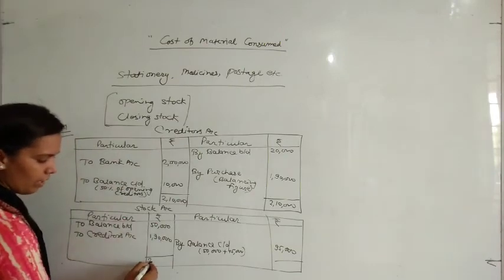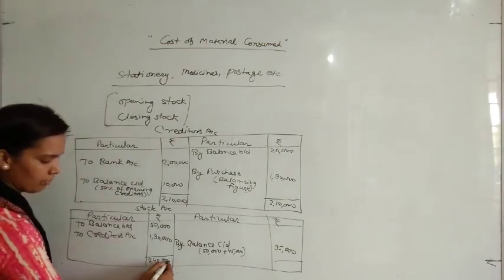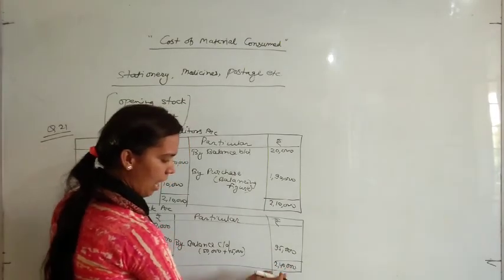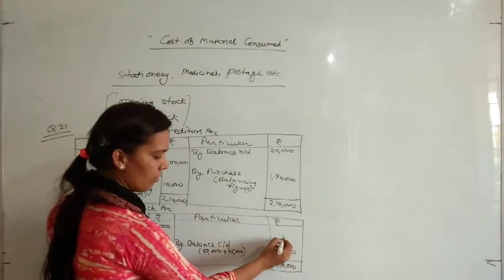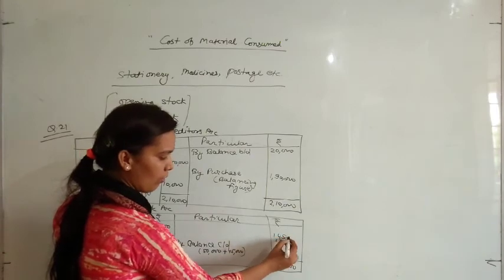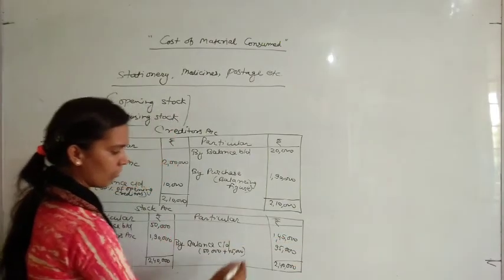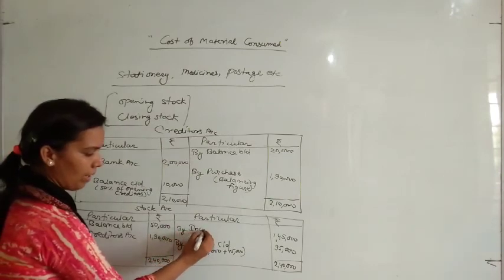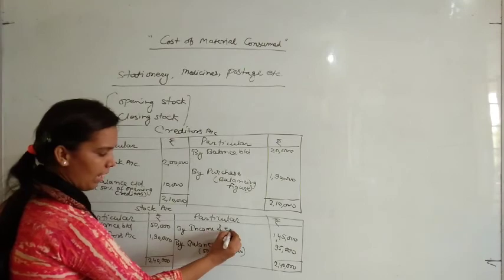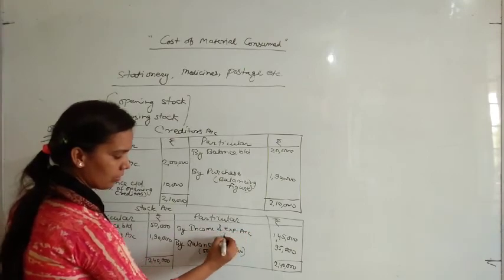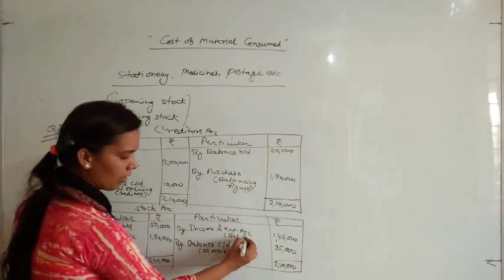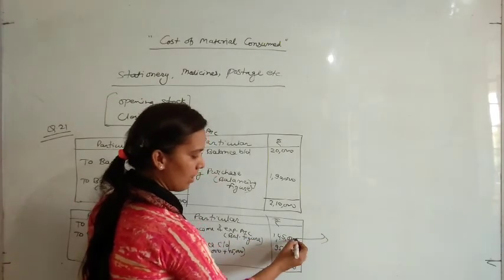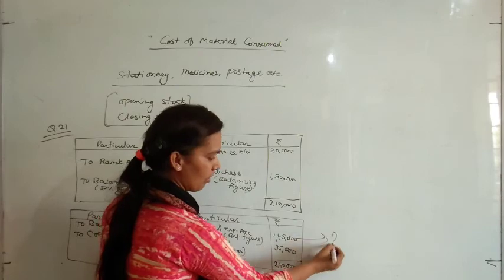Now close the stock account. 190 plus 50 is 2,40,000. Out of 240 minus 95, you will get 1,45,000. This 1,45,000 will be written here by income and expenditure account, as a balancing figure. This is your main answer that you have to find in the question.